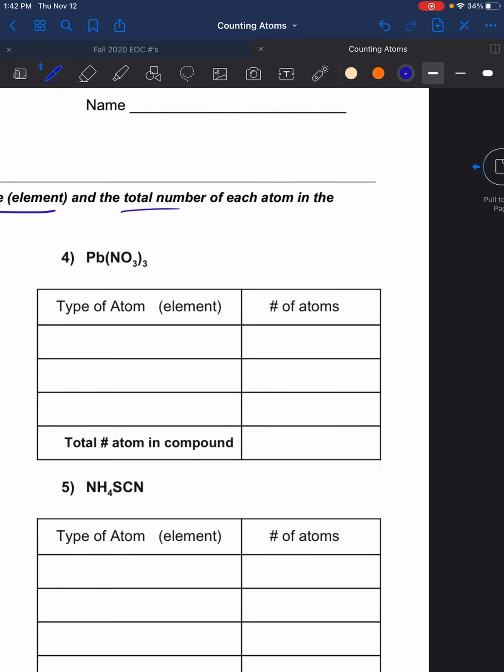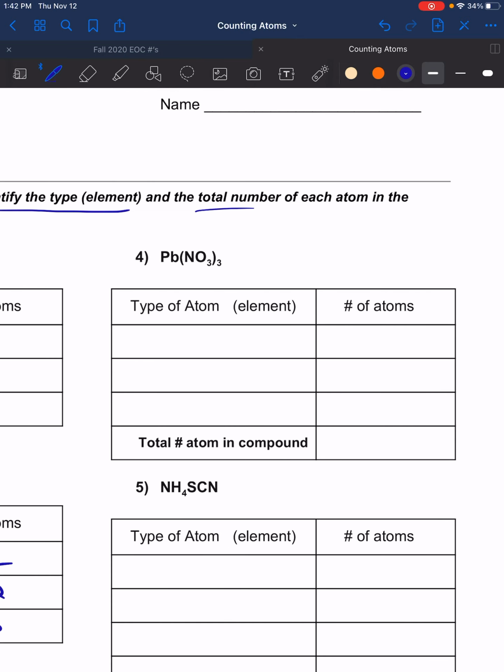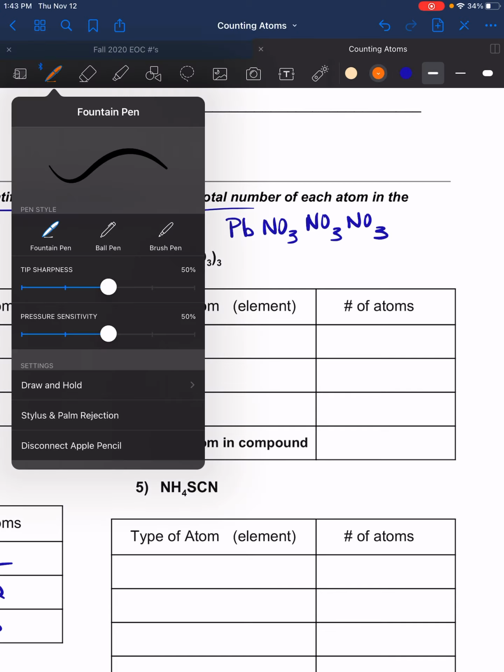When you get to number 4, you've got something a little different because you've got these parentheses. But don't be fooled, it's really easy to deal with. What it's telling you is that there are 3 sets of what's inside the parentheses. Sometimes it's easier to take this and expand it. And if we did that, this is what it would mean. I have 1 NO3, 2 NO3, and there's 3 NO3s, right? So it's like we've combined like terms. Now it becomes really easy to count, right?